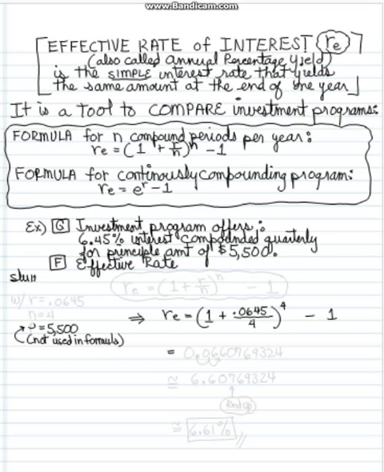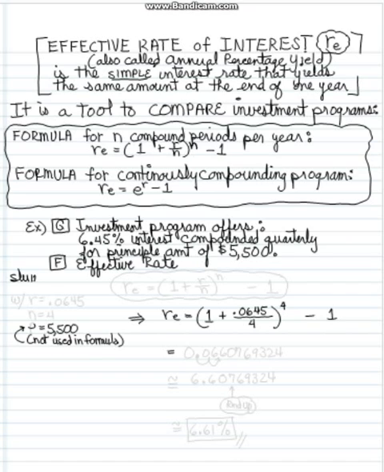Now, if they're offering you an account that has continuously compounded interest, you use this formula. R sub E equals base E raised to the R power minus 1, where E is a key on your calculator, and it's approximately equal to 2.7. That's a natural number. And then R is the interest rate in decimal form.